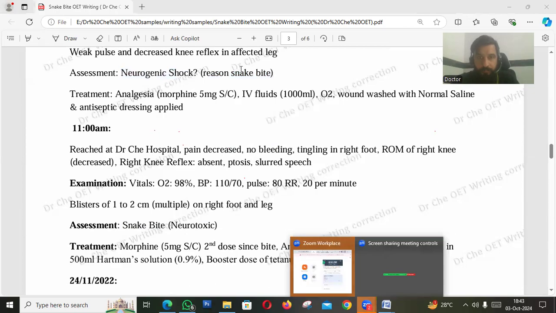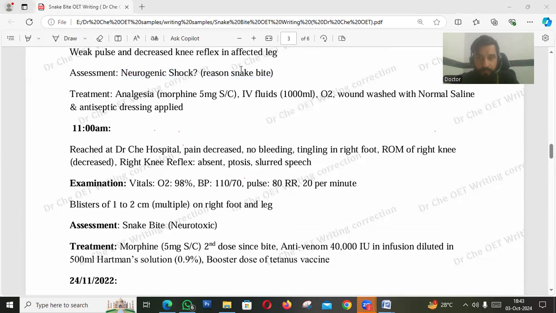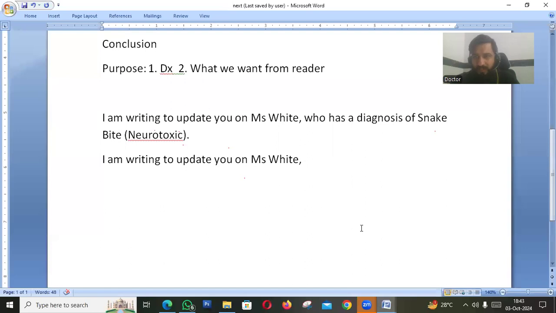Can you say with suspected neurogenic shock? There is no need to mention neurogenic shock. Just leave it. Just mention snake bite or neurotoxic snake bite. Okay, all right. You can write whose signs and symptoms are consistent with neurotoxic snake bite. You can write whose features are consistent with neurotoxic snake bite.